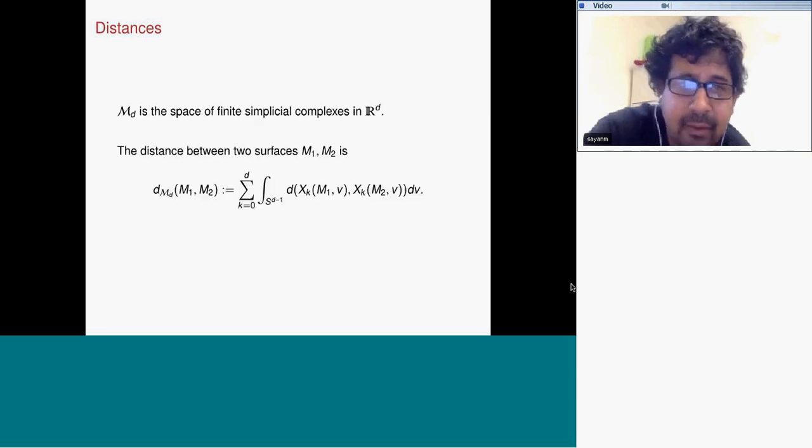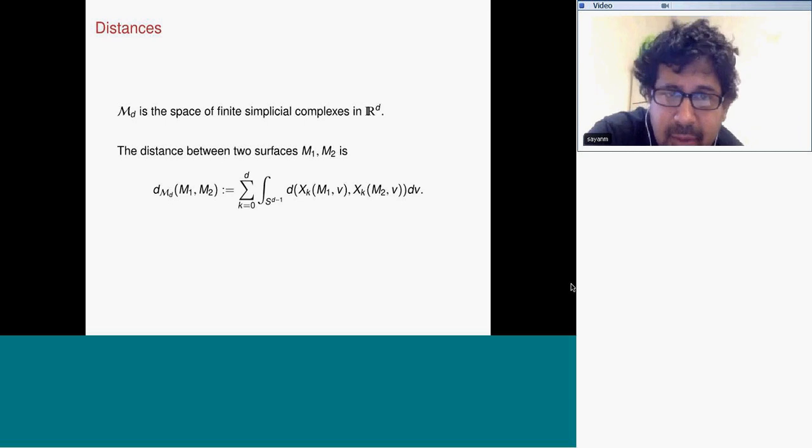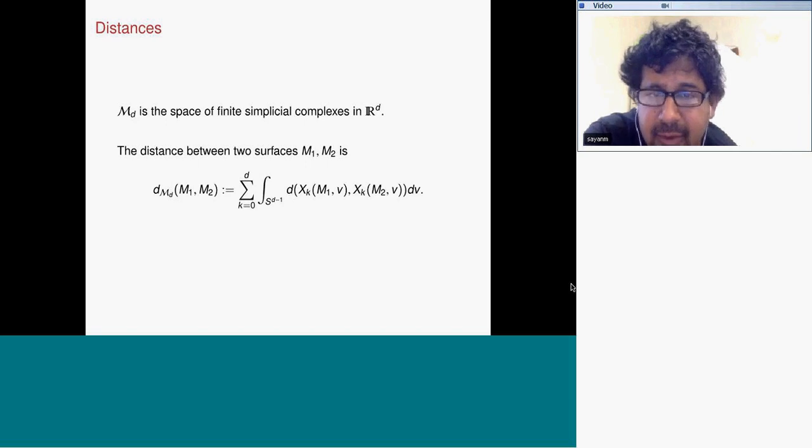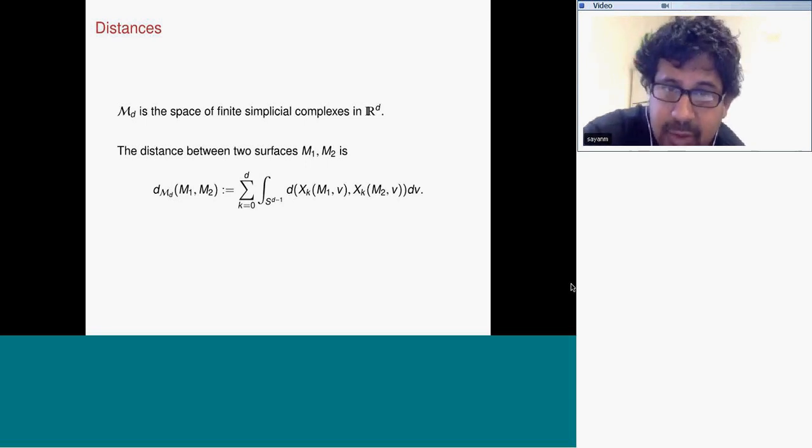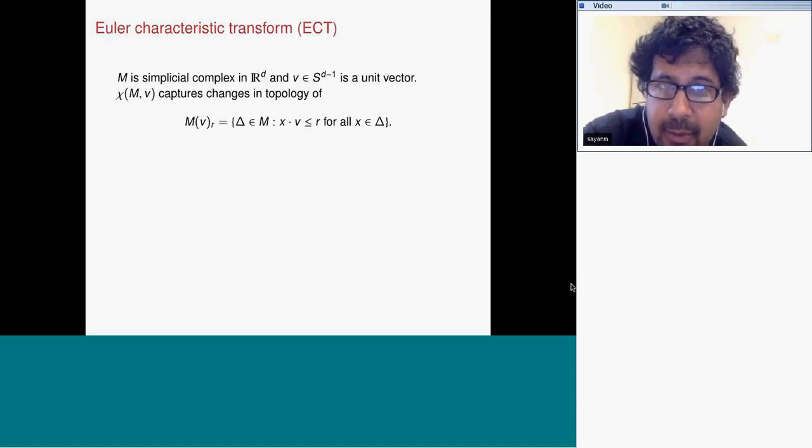Once you have this, you actually look at the space of finite simplicial complexes in R^d. I can define a distance between two surfaces using this, when the surfaces are aligned. Just look at the distance between the two diagrams coming from a particular direction or a particular dimension, integrate that across all directions, and sum it over all dimensions. Now, obviously, you can't do this integral over all directions, so you basically use a discretized set, and you do that as a sum. Now, you can do the same thing without a persistence diagram.